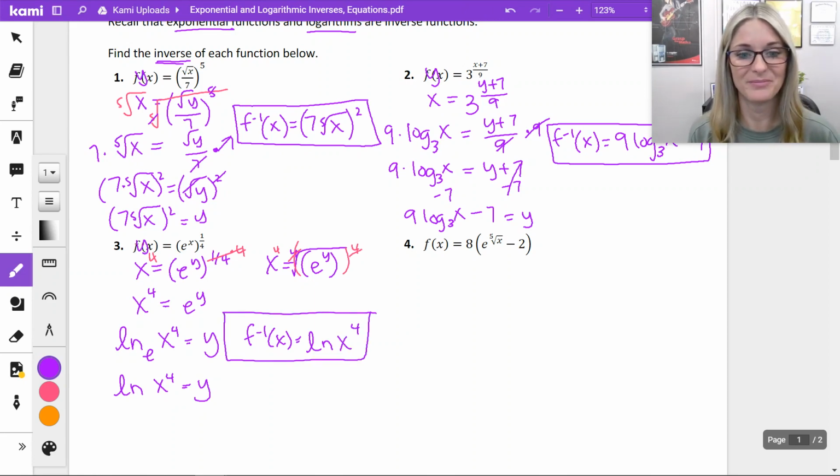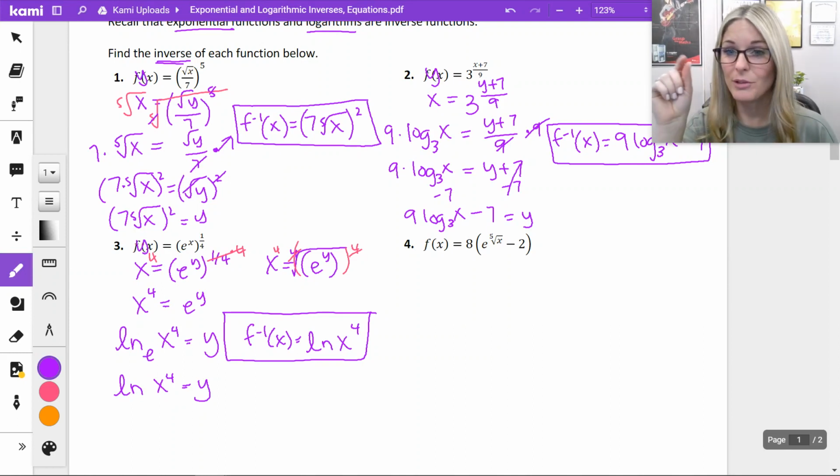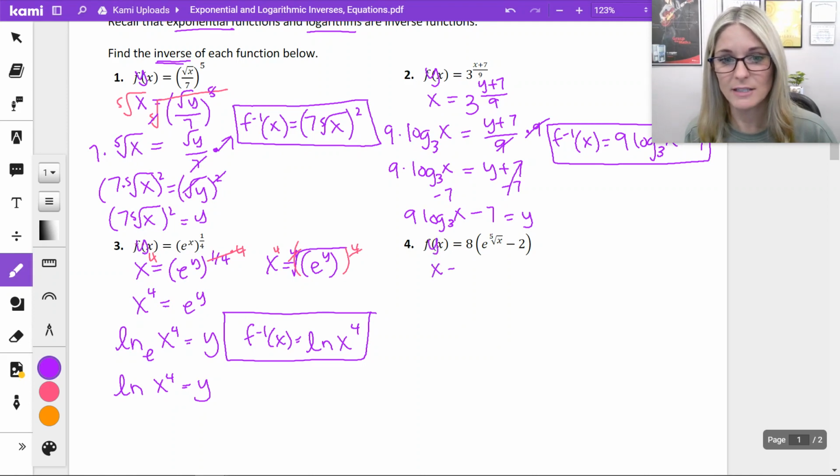Seems too simple, right? Number 4, f of x equals 8 times the quantity of e raised to the fifth root of x, and then back down on the base floor there, minus 2. So the minus 2 is not in my exponent there. Obviously, let's switch our letters first. x equals 8 times e raised to the fifth root of y minus 2.